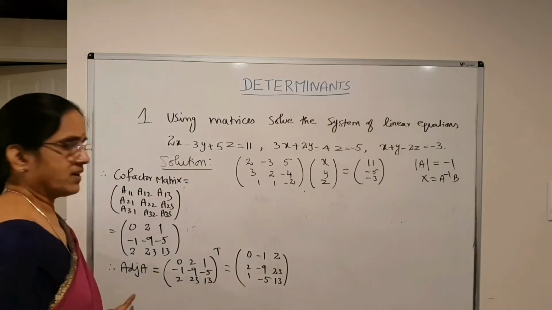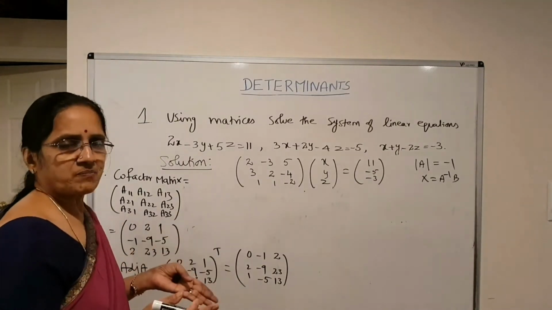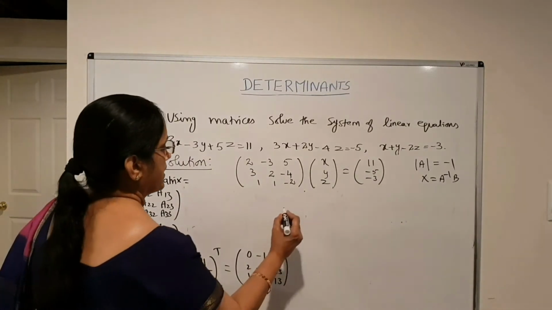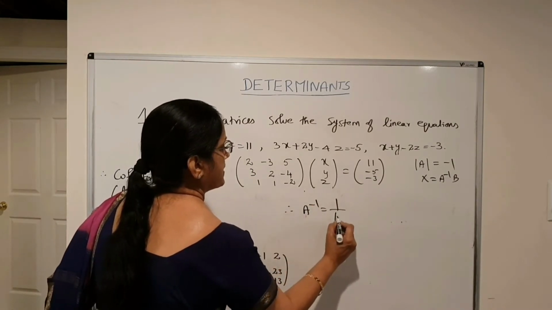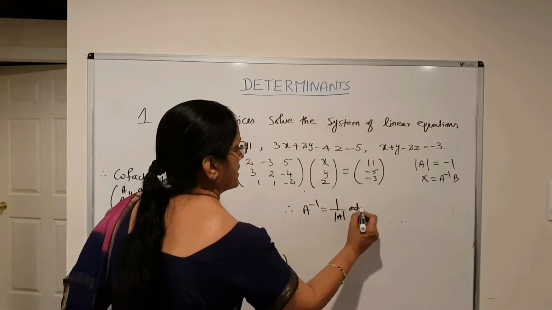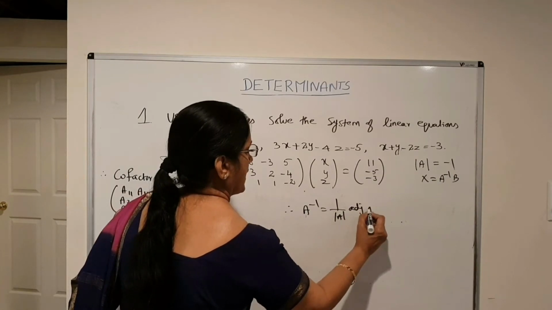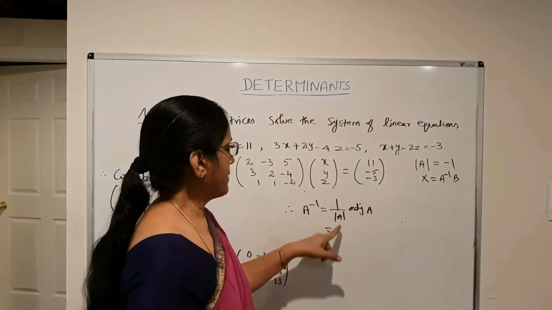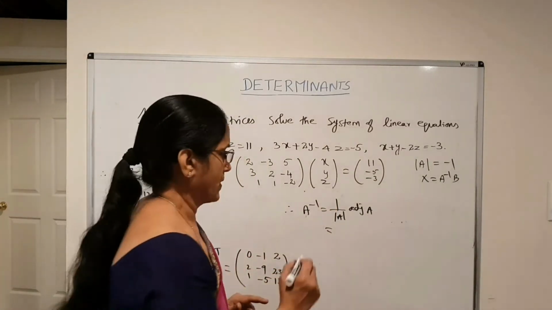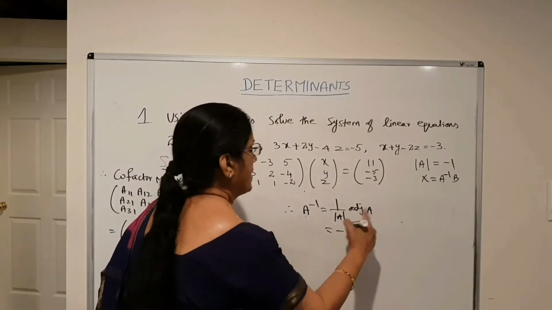Okay, I got adjoint of A. Then my next step is to write A inverse. Therefore, A inverse equals 1 by determinant of A into adjoint of A. Now, determinant A value we got as minus 1. So 1 by minus 1 is going to be minus 1. So let me write minus of adjoint A.